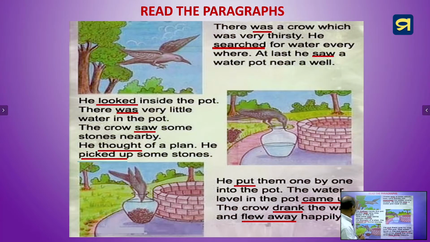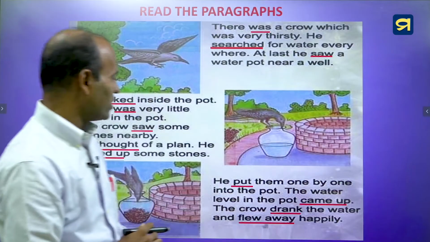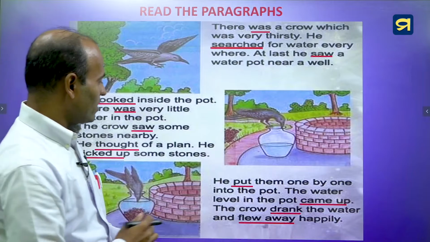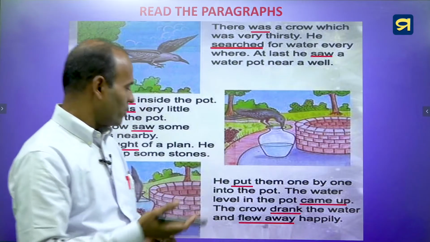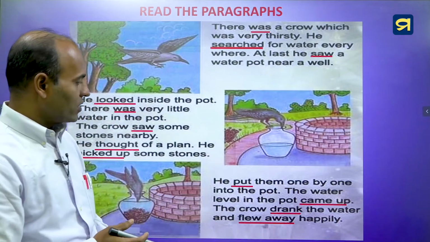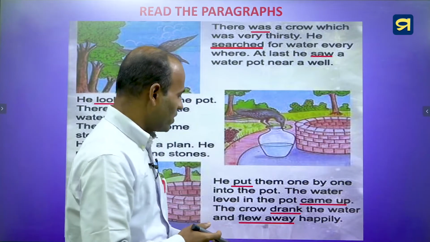He picked up some stones. He put them one by one into the pot. The water level in the pot came up. The crow drank the water and flew away happily.